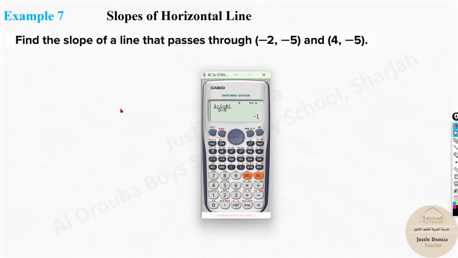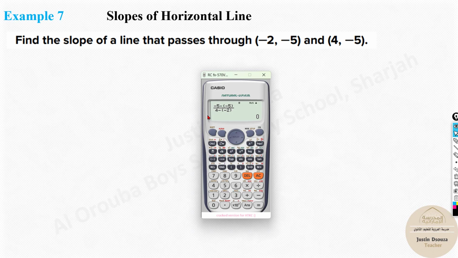Now again and again, it's the same one. Let's quickly do. Okay, this is a horizontal line. Here you can see negative 5 minus of minus 5 divided by x2, which is 4 minus of negative 2. What is the answer? The answer is 0. In the numerator, minus of minus is plus, so we get 0 in the numerator. The denominator can't be equal to 0 at all, but since the numerator over here was 0, we can make the answer directly 0.